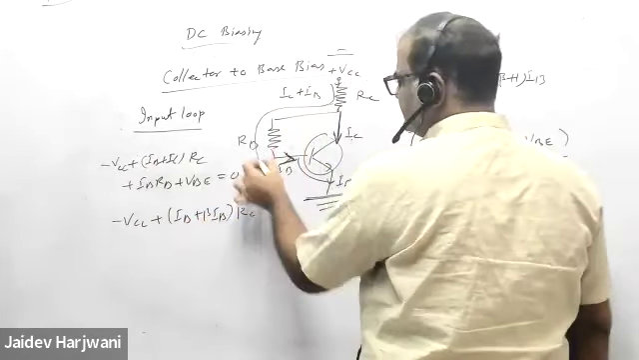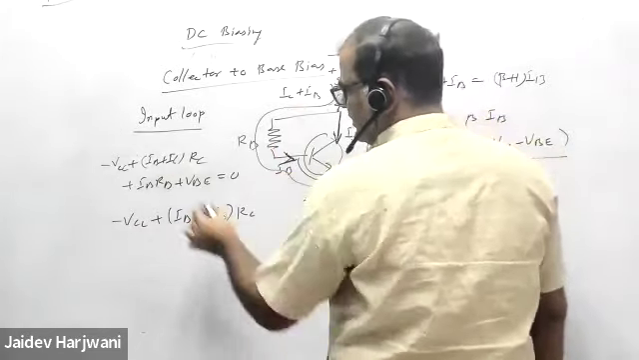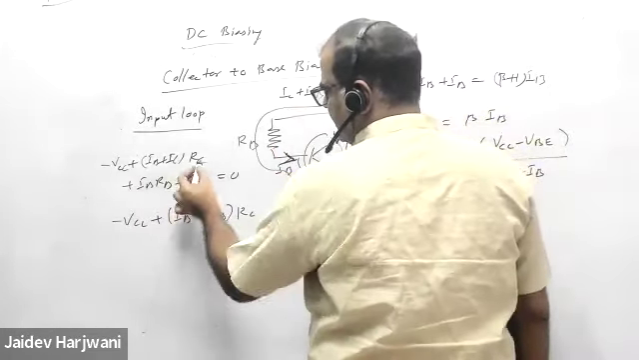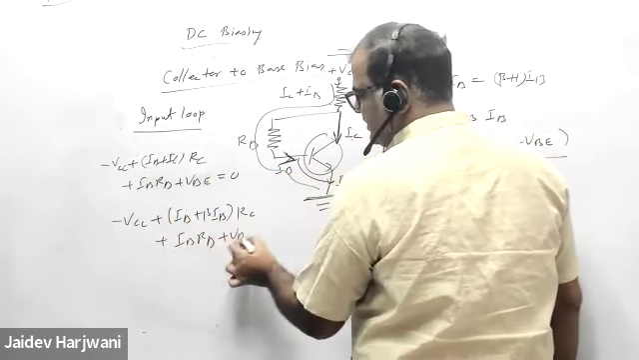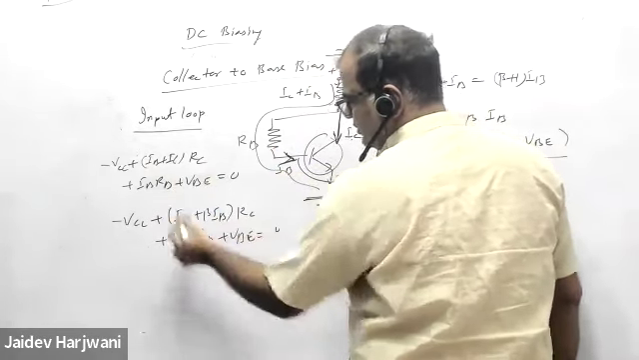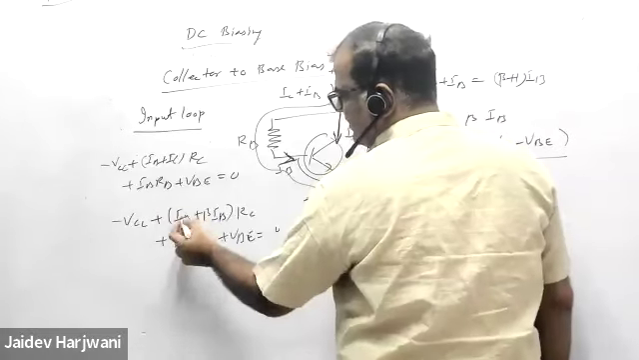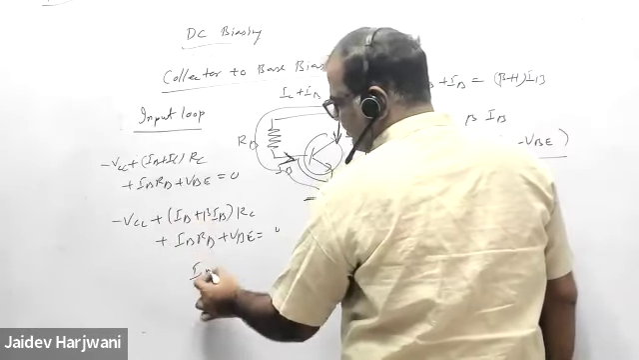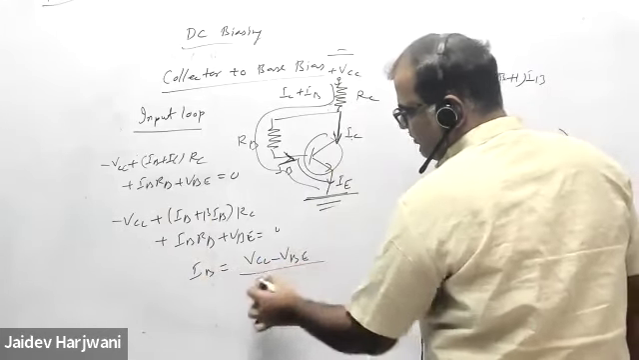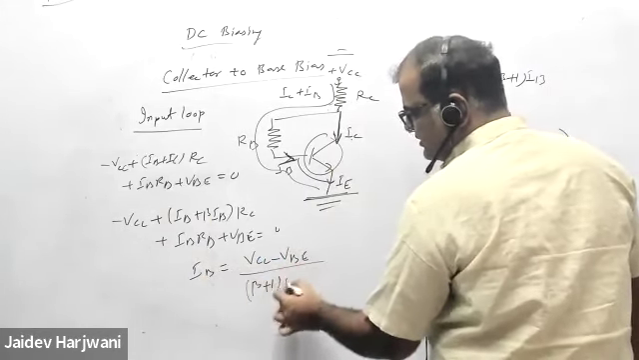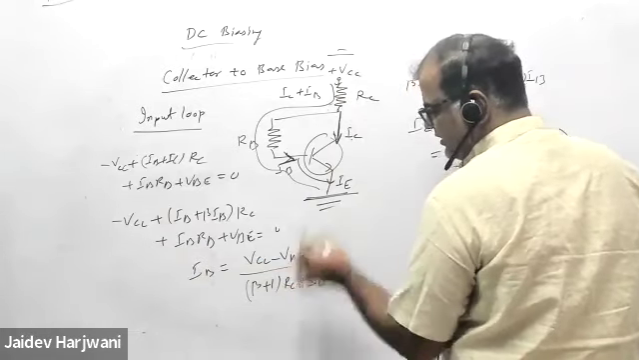RC, I'm coming from like this, na? Loop. IC is beta times this one, and this is your IB: RB plus VB equals 0. So what are you going to take? IB common, it will become beta plus 1. So IB will be what? VCC minus VB over (beta plus 1) RC plus RB.